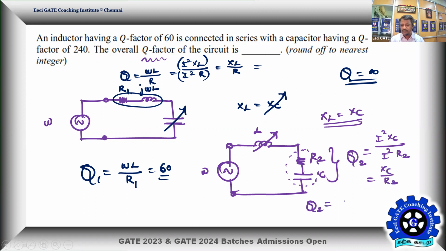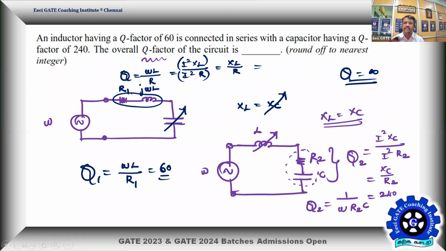So what is that? Xc is equal to 1 by omega C, so it's going to become 1 by omega R2 into C. That is going to be the Q2. This is what is given for us as 240. So that is the second Q factor. The first Q factor is the inductor Q factor, a lossy coil, and there's a lossy capacitor. So given Q1 equal to 60 and Q2 equal to 240.